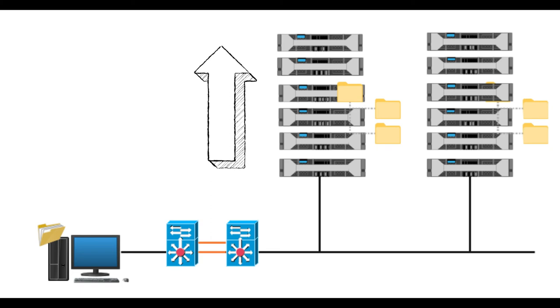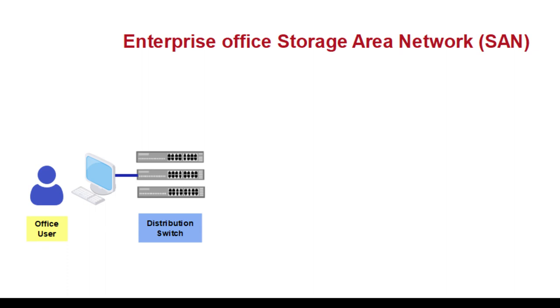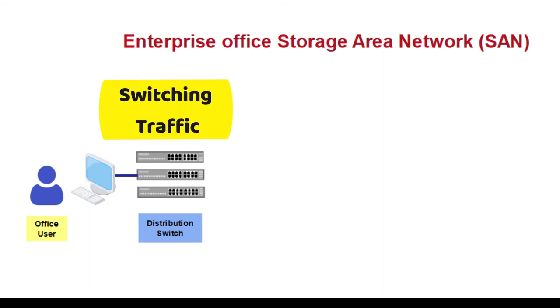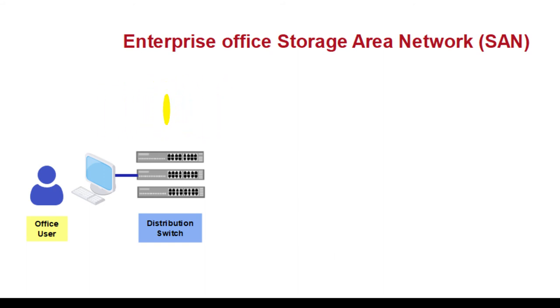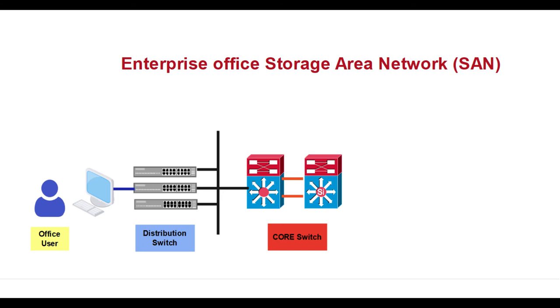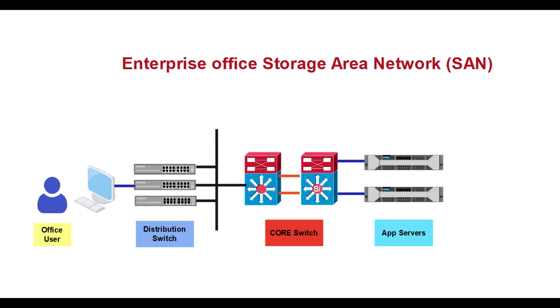Now let's talk about how a Storage Area Network is designed. As per the design, if you are the user sitting at the desk, your system connects to the distribution switch, which mainly handles the switching in the network. Then these distribution switches connect to core switches, which handle the routing between other VLANs or other networks. Then these core switches connect to application servers, where you try to access your applications. And the storage area network comes after these servers.